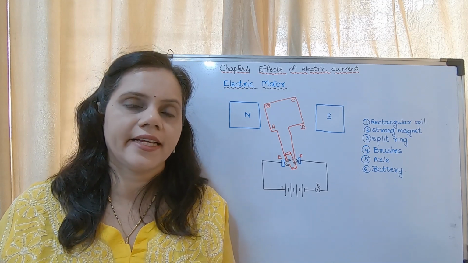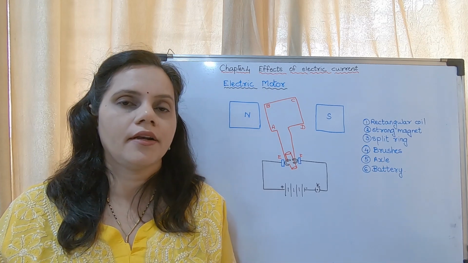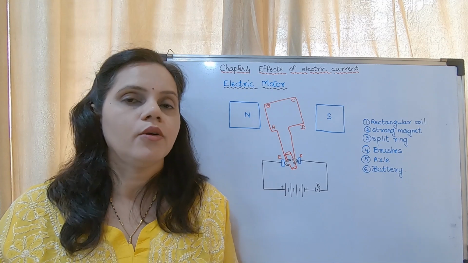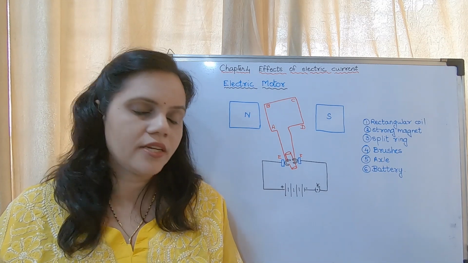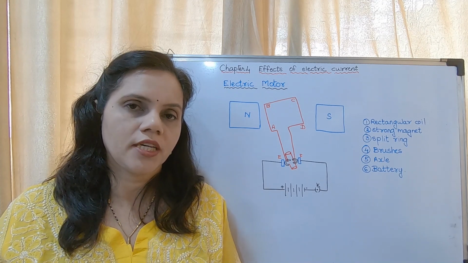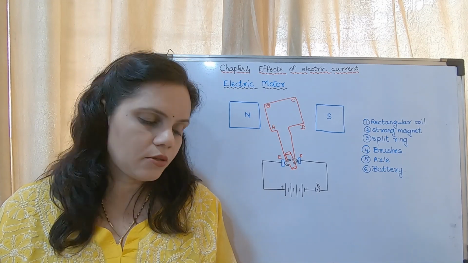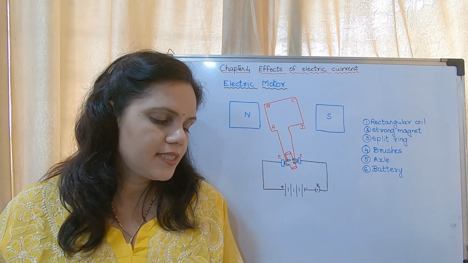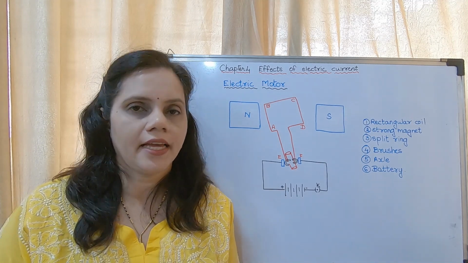Otherwise they can ask different parts of electric motor and what is an electric motor, where is it used. Where is it used? It is used in fans, refrigerators, mixers, washing machines, computers, pumps, etc. And what is electric motor? It is a device changing electrical energy into mechanical energy.